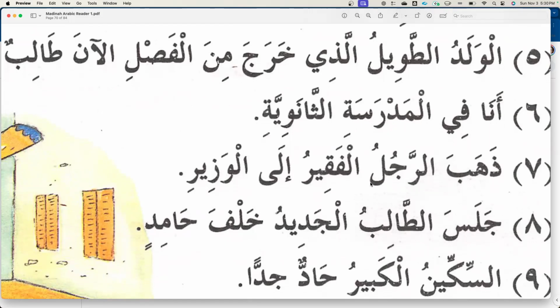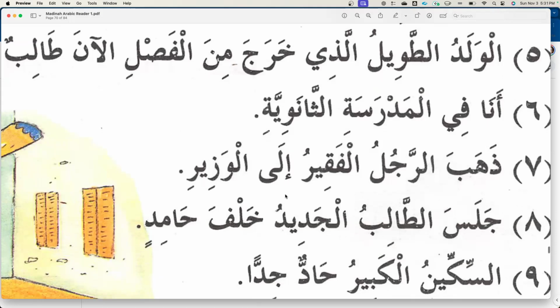ذهب الرجل الفقير إلى الوزير. The poor man went to the wazir. Is it the principal? Not the principal. The mayor? Yeah, you can say that. The minister. Wazir, the minister. ذهب الرجل الفقير إلى الوزير. Obviously to ask for help, right? That's why he went there.